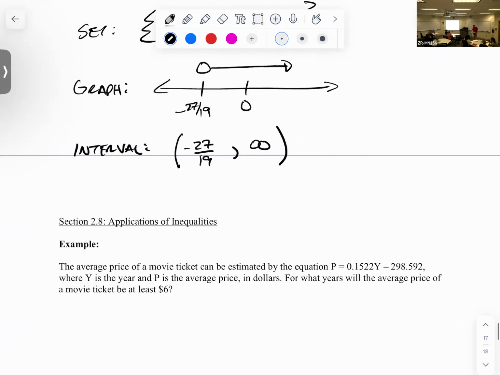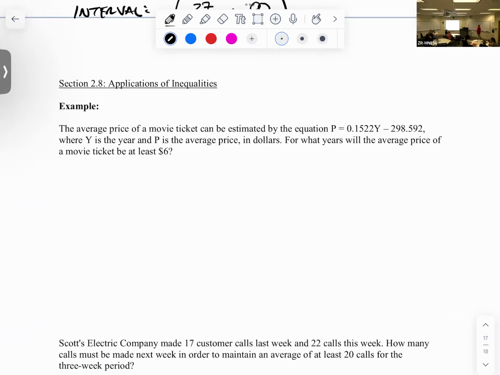All right, and then my favorite part, all our favorite parts, second only to fractions: word problems. Because word problems are how we connect. They give us context and make it feel real.